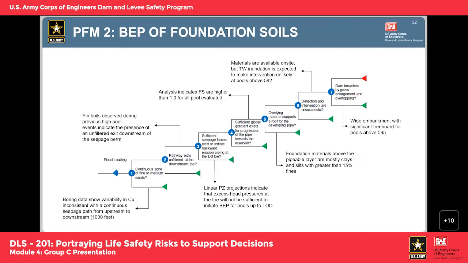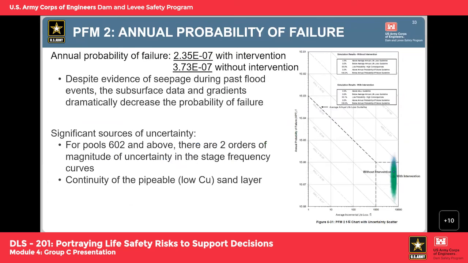So for the breach node, once the EP progresses to the reservoir, there's no geologic feature that would prevent growth, enlargement and progressive collapse from leading to breach. So the likelihood of breach is dependent on pools, since the collapses of the embankment have to exceed the coincident pool in order to lead to breach. So the annual probability of failure is 2.35 e to the minus 7 with intervention, 3.73 e to the minus 7 without intervention.